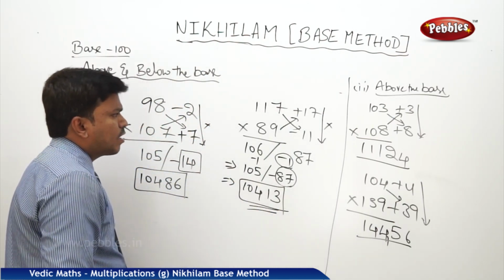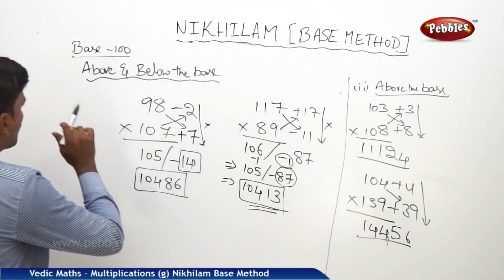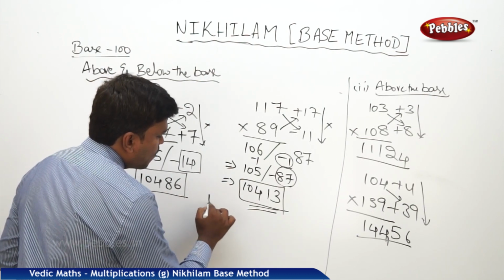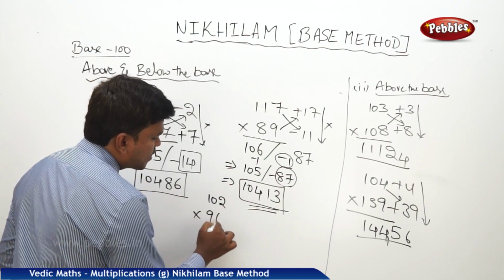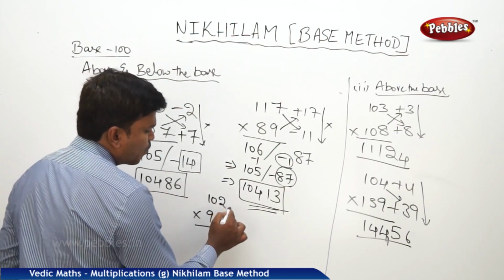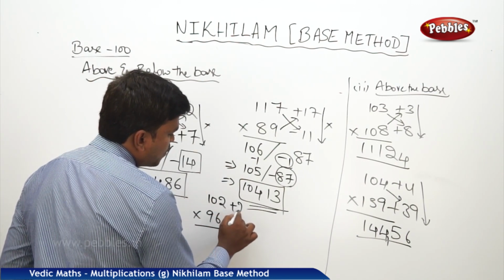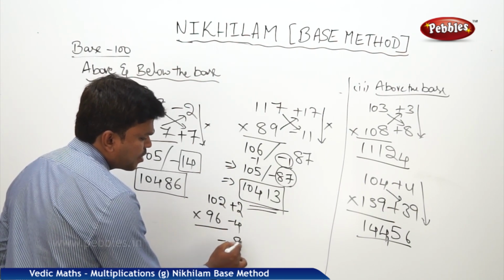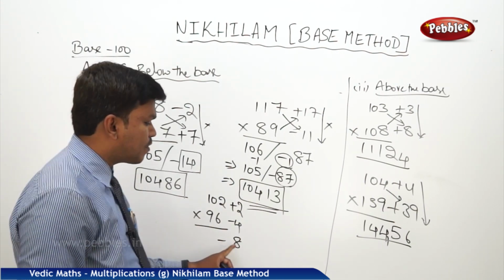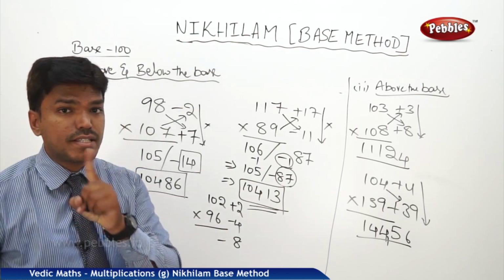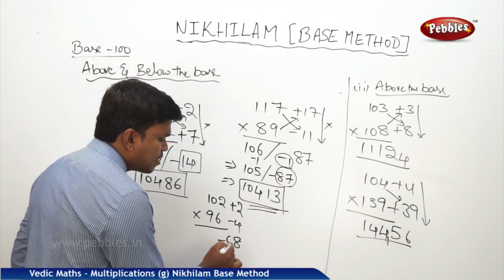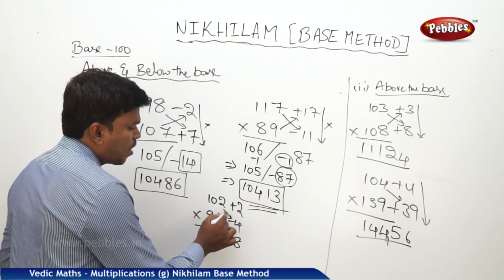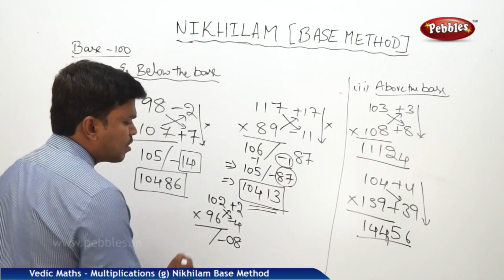We'll see one more example here. Suppose, let us take 102 into 96. So 102 means it is plus 2 and 96 is minus 4. Plus into minus is minus, 2 fours are 8. But what I said, the right side part of the answer should consist of 2 digits since the base is 100. So add a 0 here. Bar. 102 minus 4 or 96 plus 2, both are the same. How much?